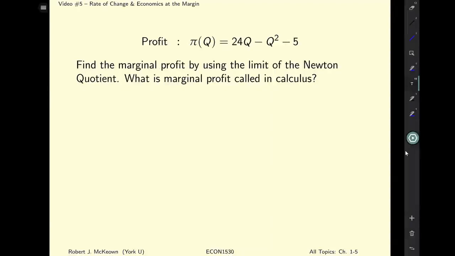I recommend you try this problem. See if you can remember the Newton quotient. We've got a profit function here, and we're being asked to calculate the marginal profit. And then I want you to tell me what we would call the marginal profit in calculus language.